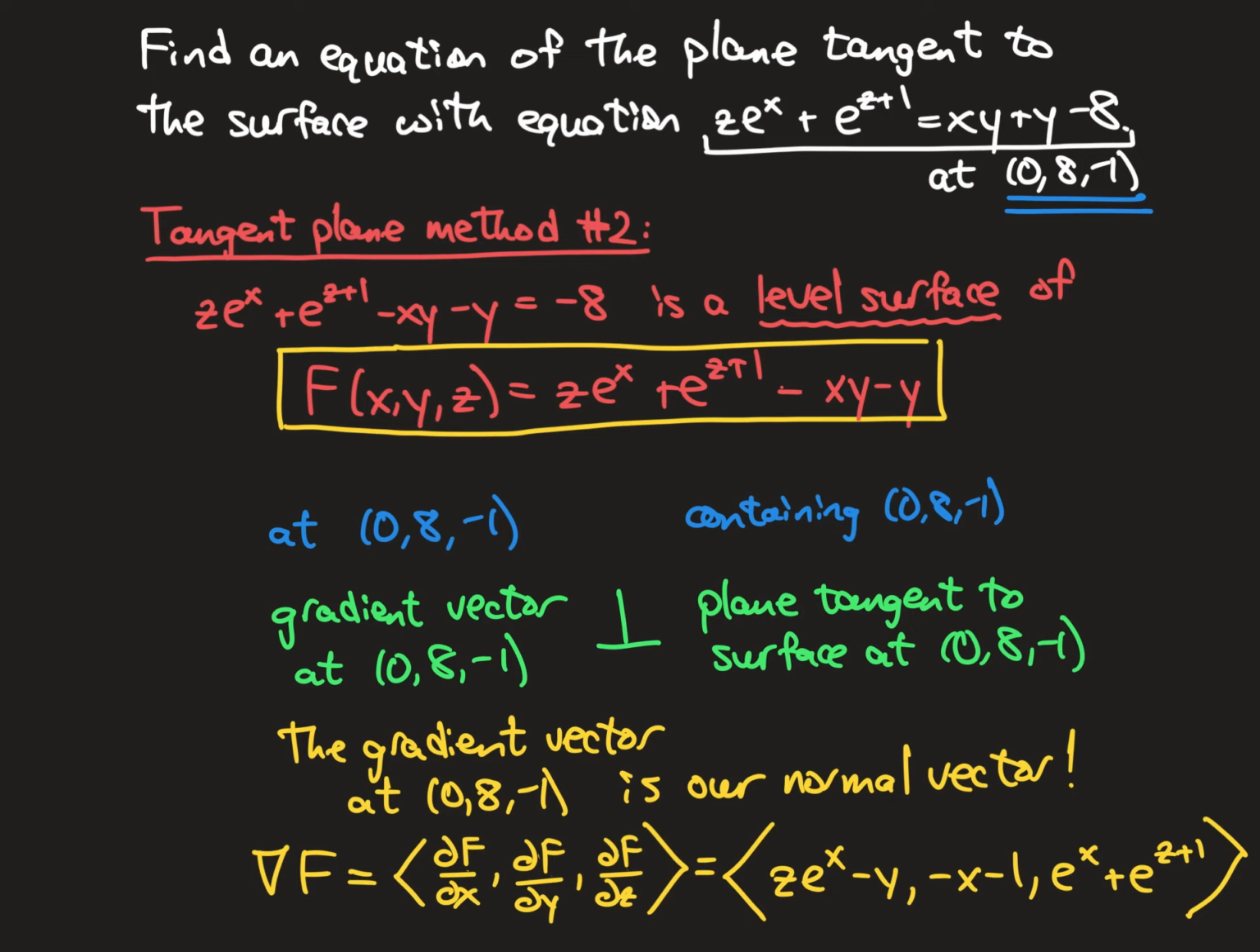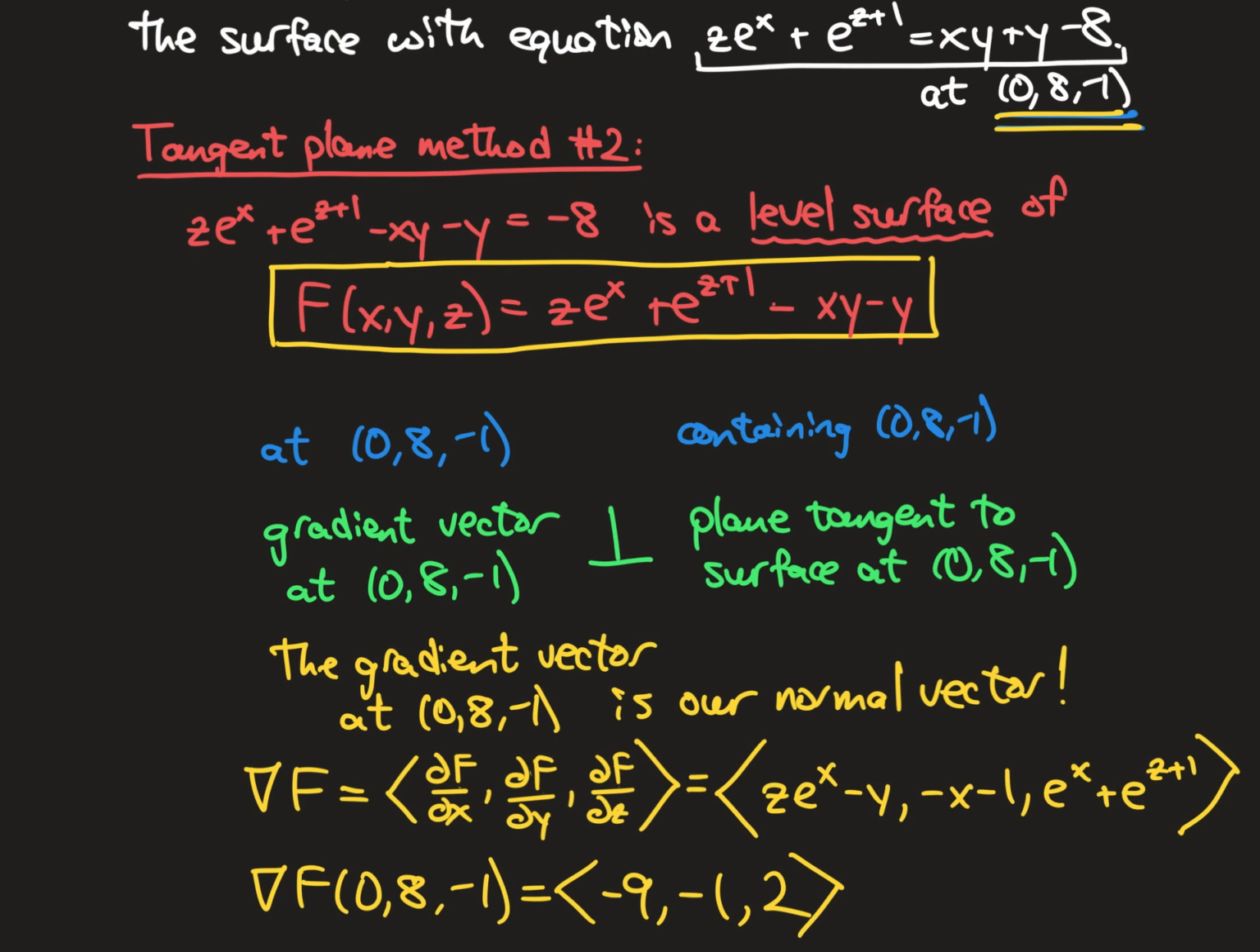Now we need to find the specific gradient vector at the point (0, 8, -1). So again, behind the scenes, I'm going to try to save some time and do some basic computations for you. I would, of course, recommend, as always, that you go back and fill in the blanks yourself. The gradient vector that we get here is (-9, 1, 2).